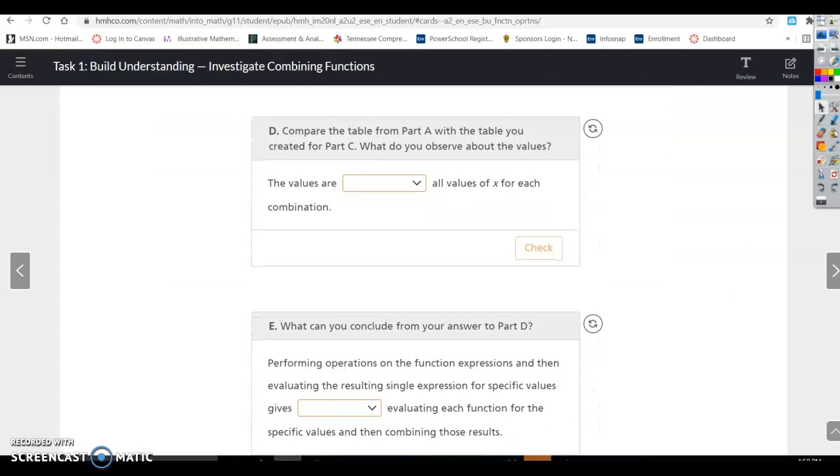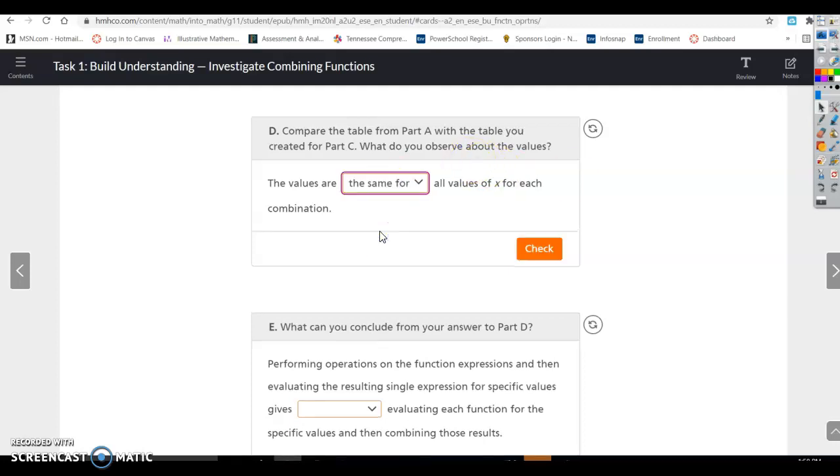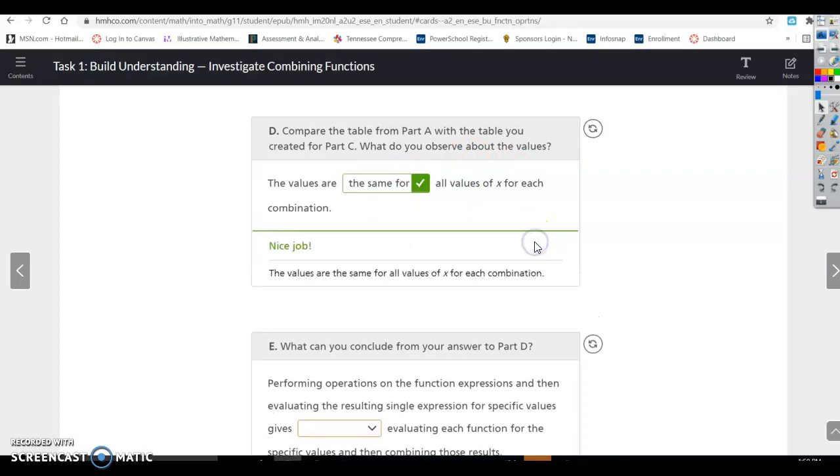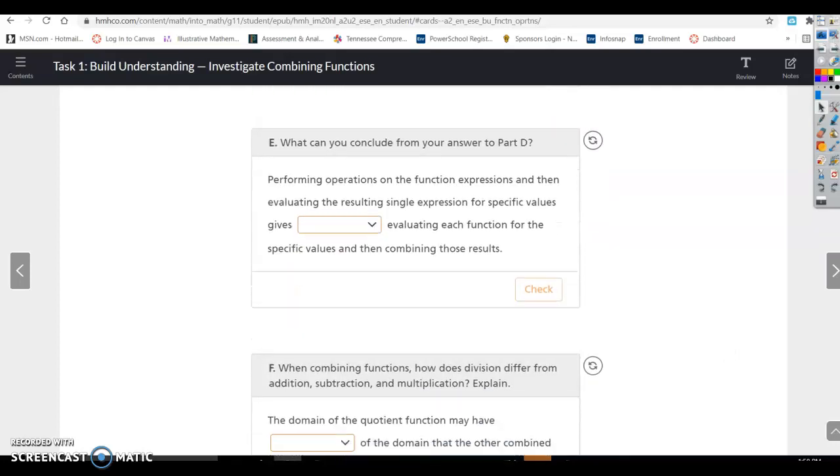All right, on the next one it says compare the table from part A with the table you created from part C. What do you observe? The values are the same except for the one that was incorrect. So the values are the same.